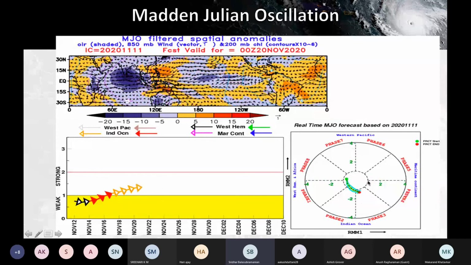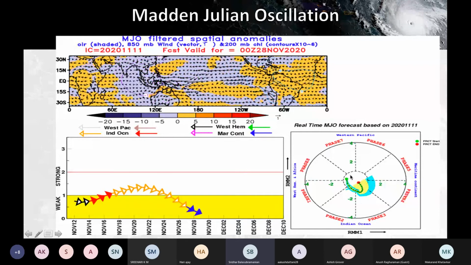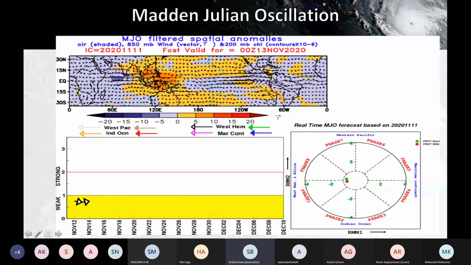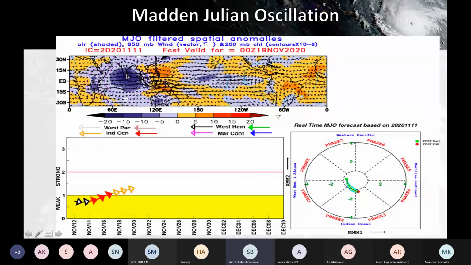That inner circle and outer circle tell the amplitude of MJO. The amplitude of MJO is very important because it tells whether the moisture convergence, or the coupling between ocean and atmosphere, is strong or weak. A stronger coupling between ocean and atmosphere will give rise to a very strong system, whereas a weaker coupling will not give rise to a very strong system.